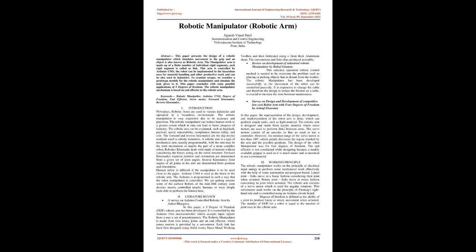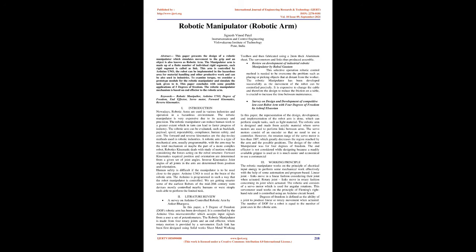A robotic arm is a type of mechanical arm, usually programmable, where the arm may be the total mechanism or may be part of a more complex robot. Robotics kinematics deals with the study of motion without considering the forces acting on the robot structure. In forward kinematics, the required position and orientation are determined from a given set of joint angles. In inverse kinematics, the joint angles of all joints in the arm are determined from position and orientation. Human safety is difficult if the manipulator is to be used close to people.